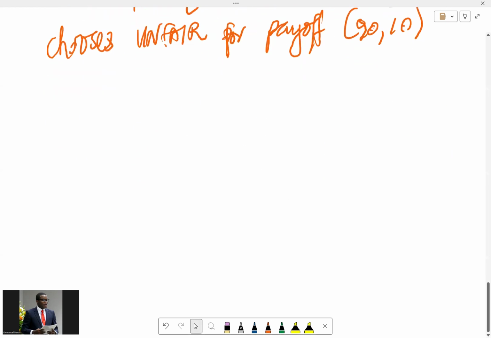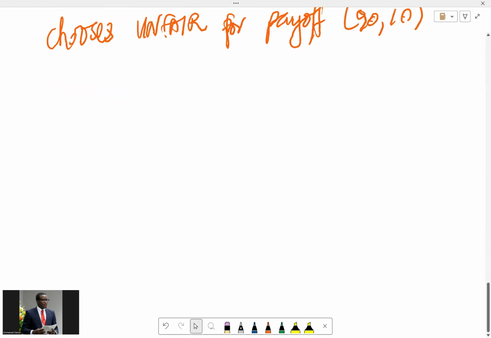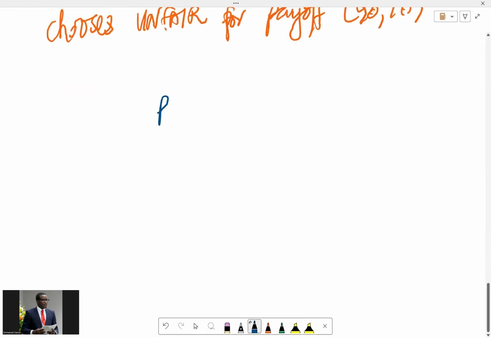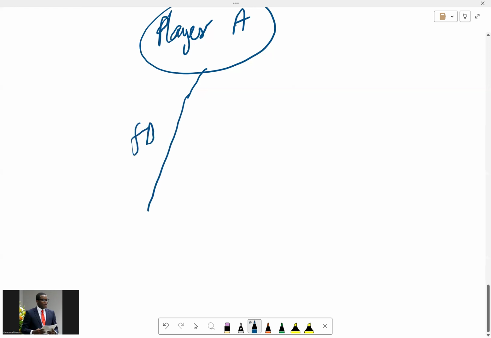So to show this in a game tree, like we did previously, again, we have player A, who has two options: either be fair or be unfair.